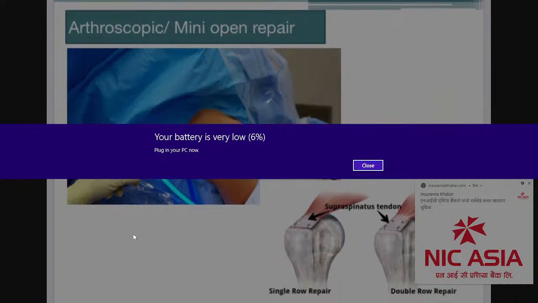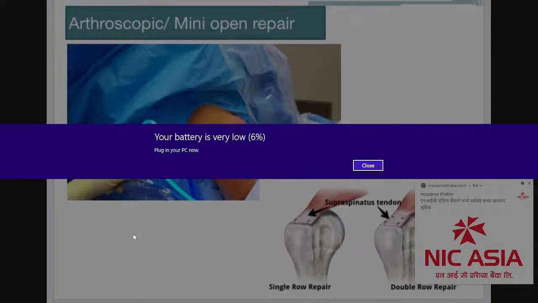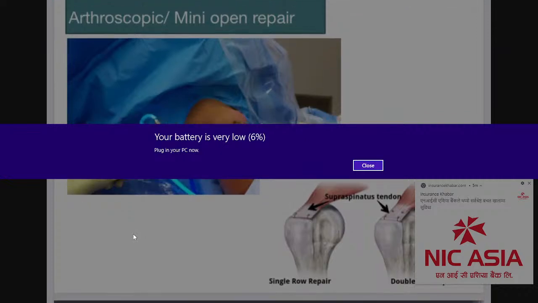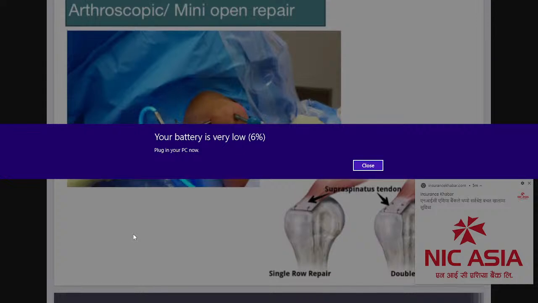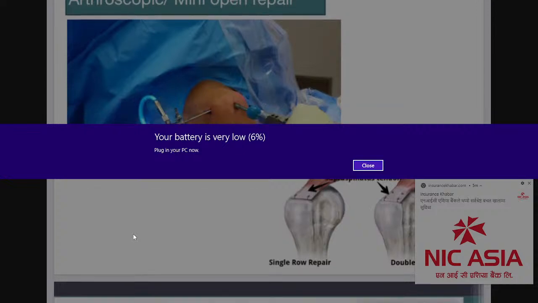If the doctor is not familiar with arthroscopy, then you can do a mini open cuff repair. So depending on the type of the tear, you're using these small anchors here, and you can do a single row repair.